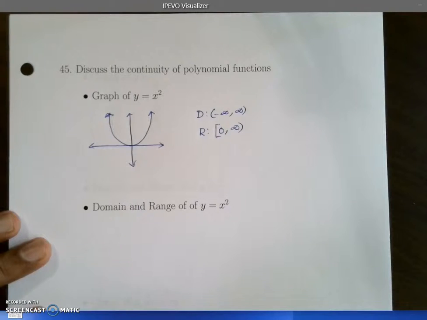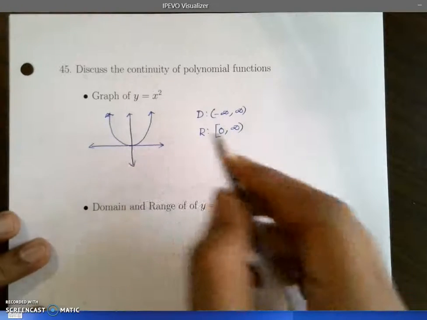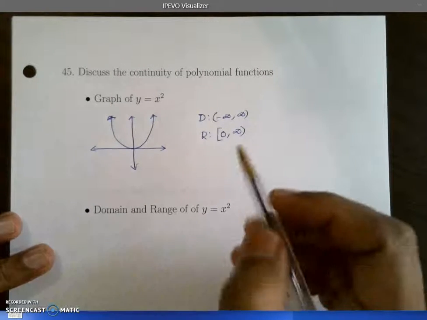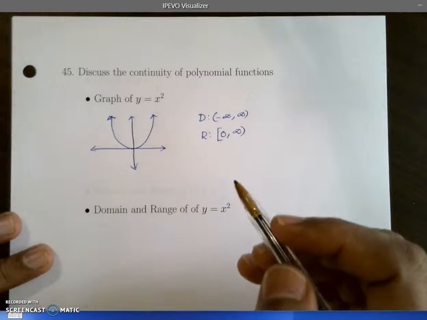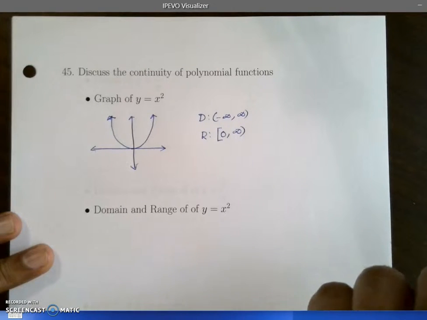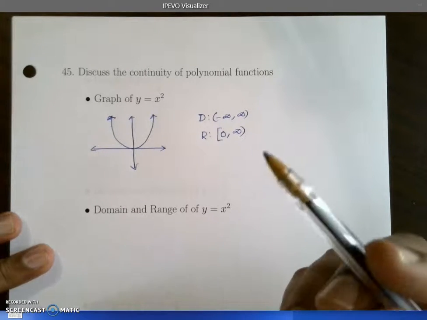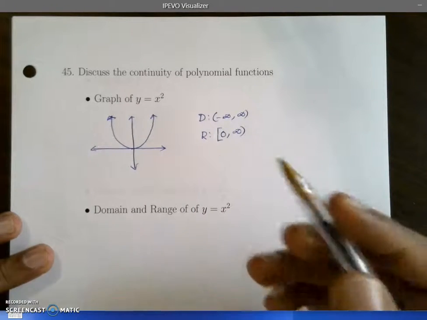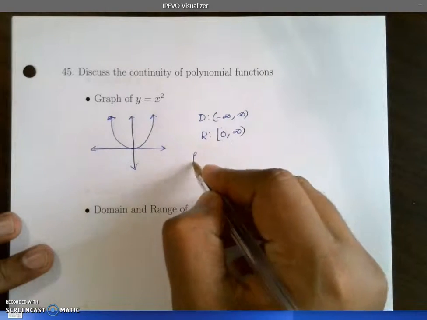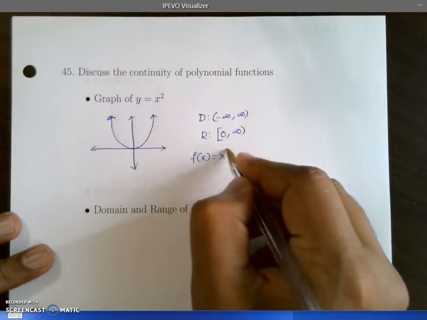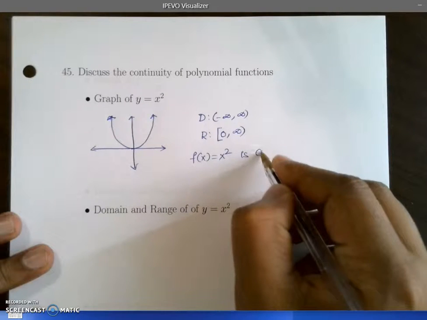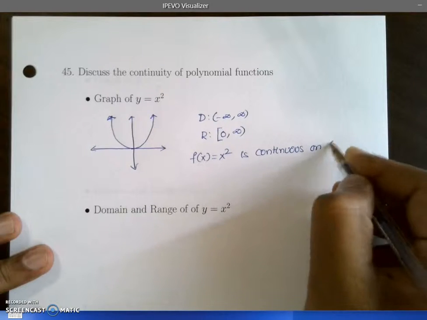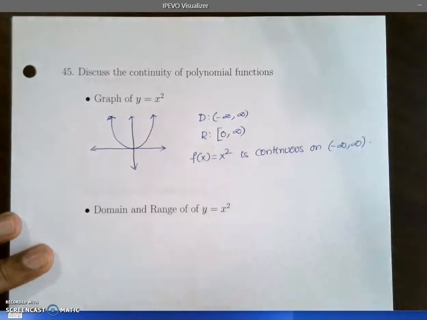Now, the continuity, if you have to describe it in layman terms, if there is no break in the graph, no jump in the graph, then the function is continuous. In other words, if you can draw the graph without taking the pen off the paper, the function is continuous. Hence, the function f of x equals x squared is continuous on the entire real line, on negative infinity to positive infinity.